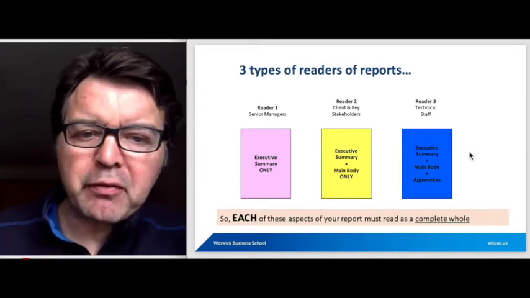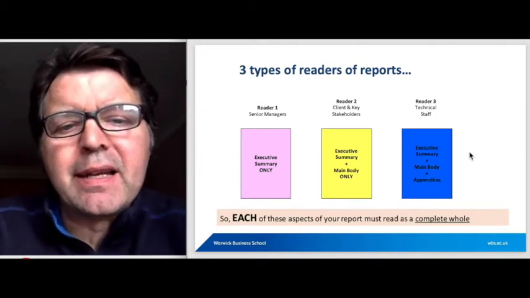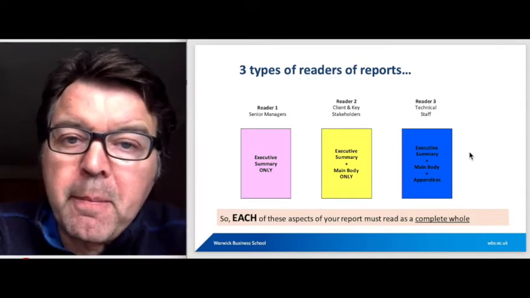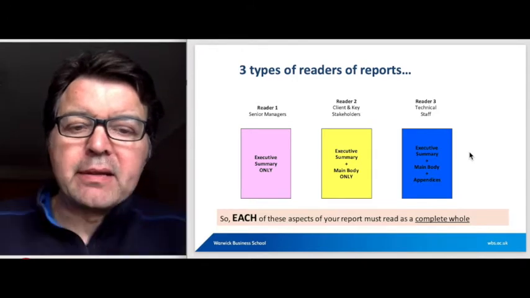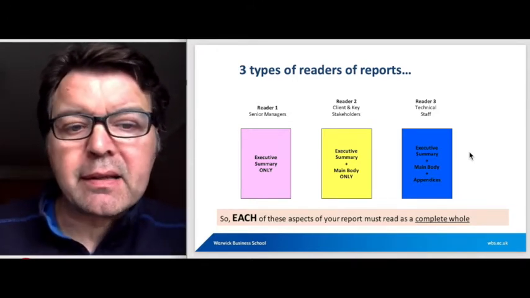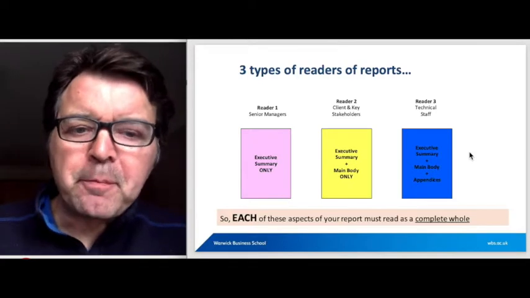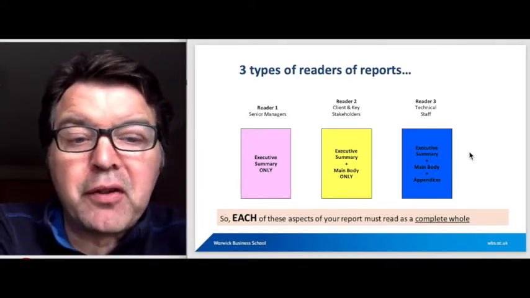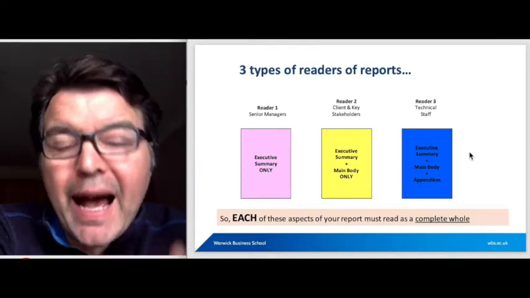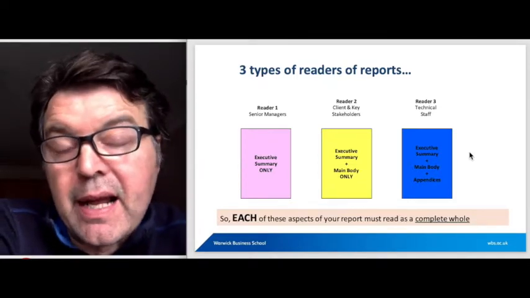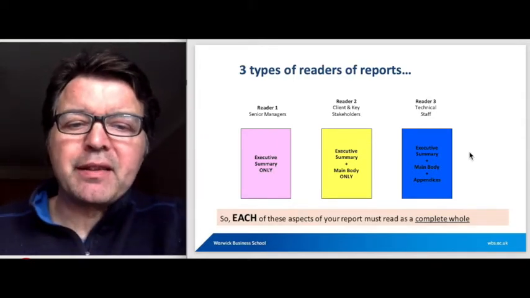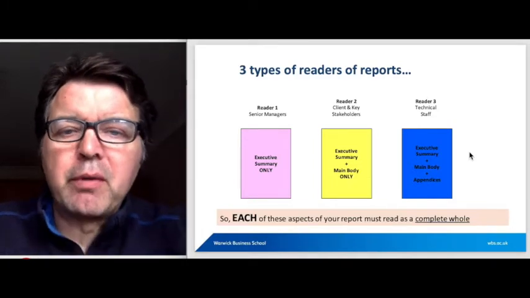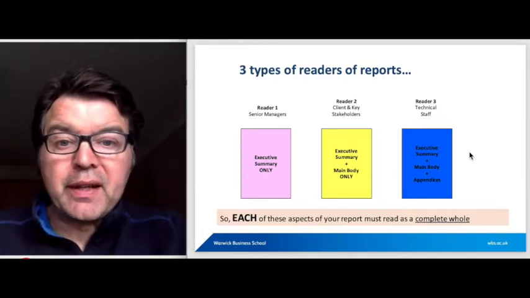Now, the second type of reader will be the client and key stakeholders. They will read the executive summary and the main body. Okay, so again, that needs to be complete, needs to make sense. And then reader 3 is the poor technical staff. They have to read everything. They have to read the main body and the appendices to make sure that the analysis is correct. So remember these 3 different types of readers when you're doing reports, because the report has to work for all of these types of readers.